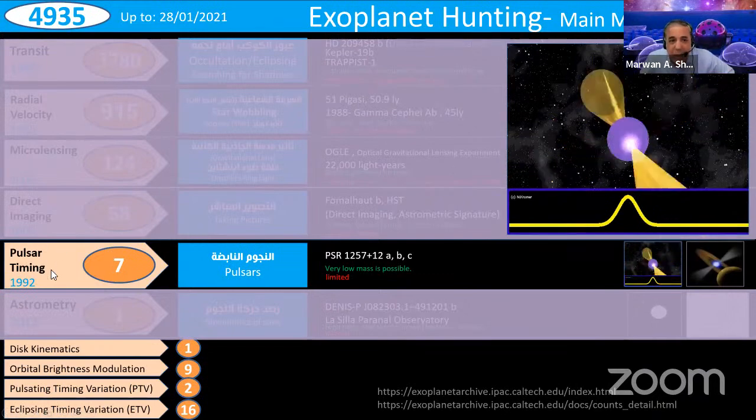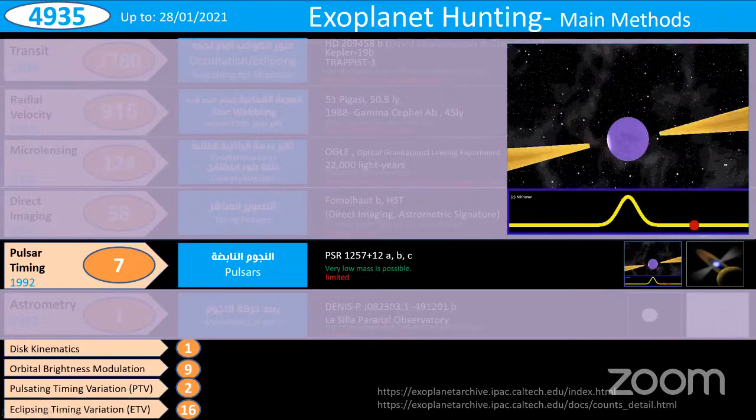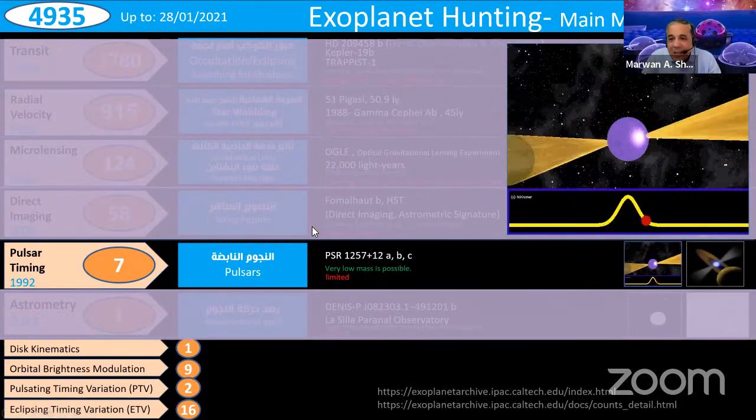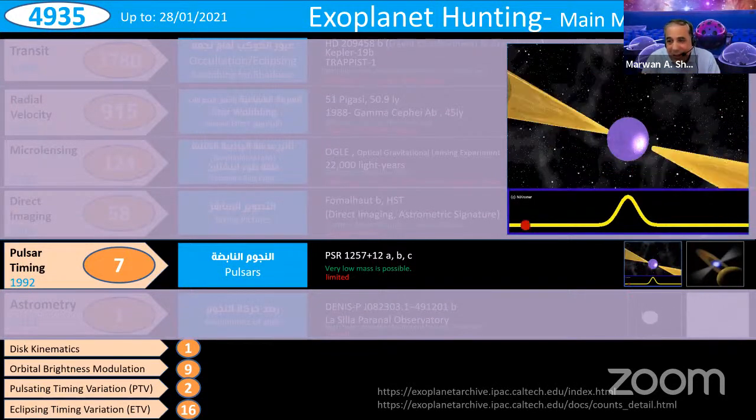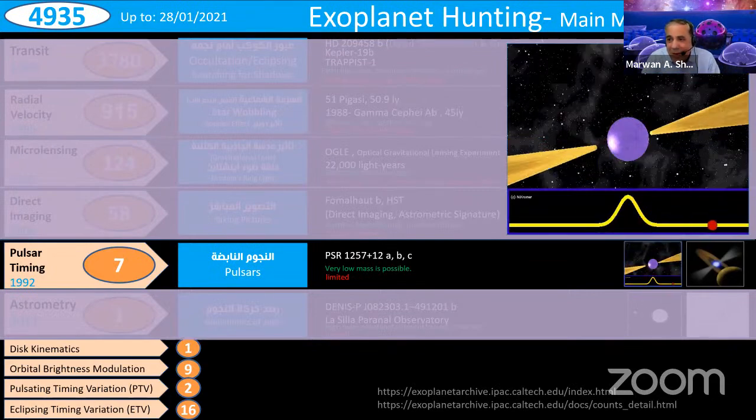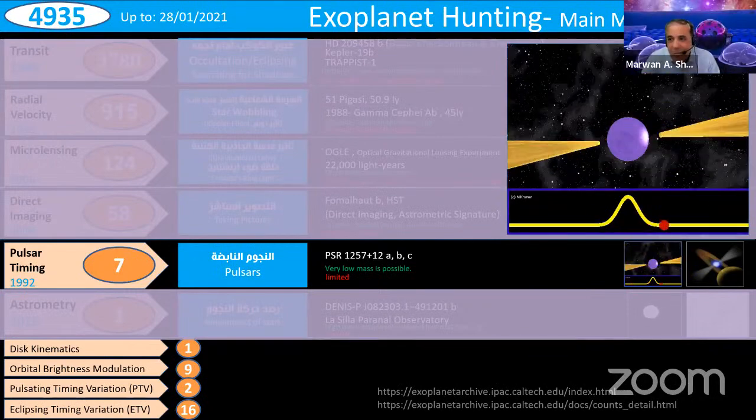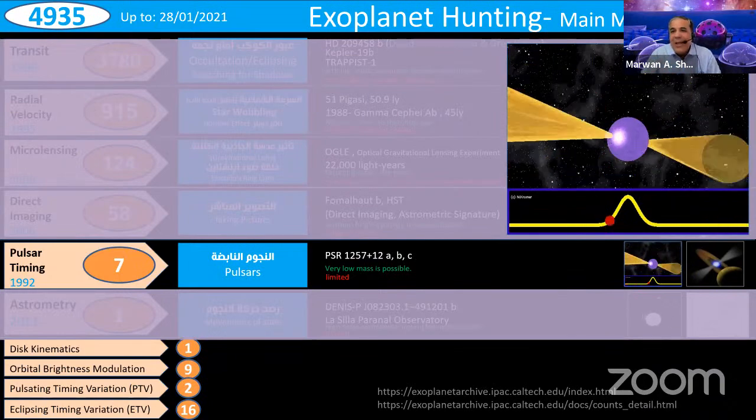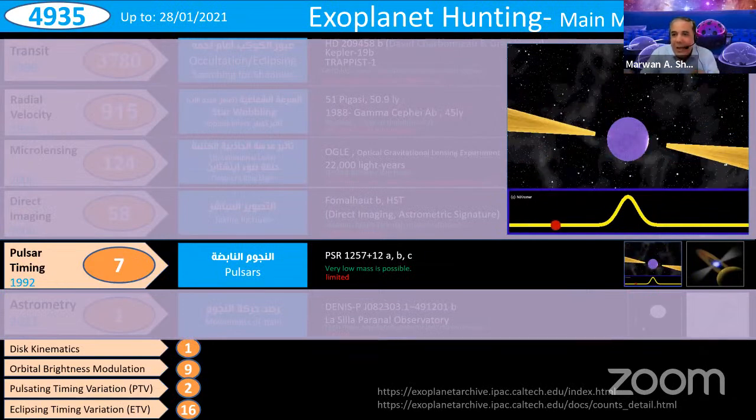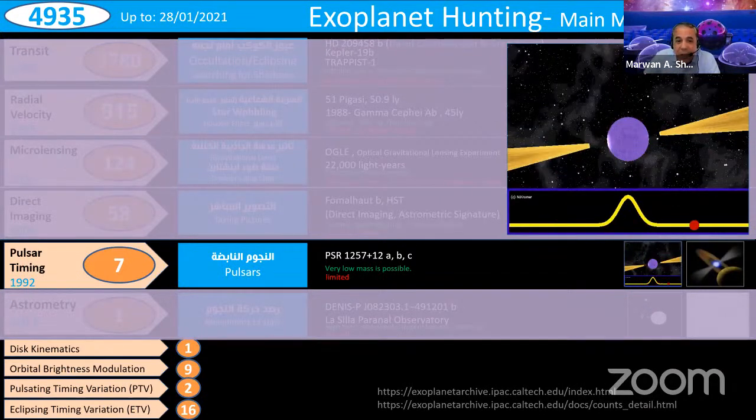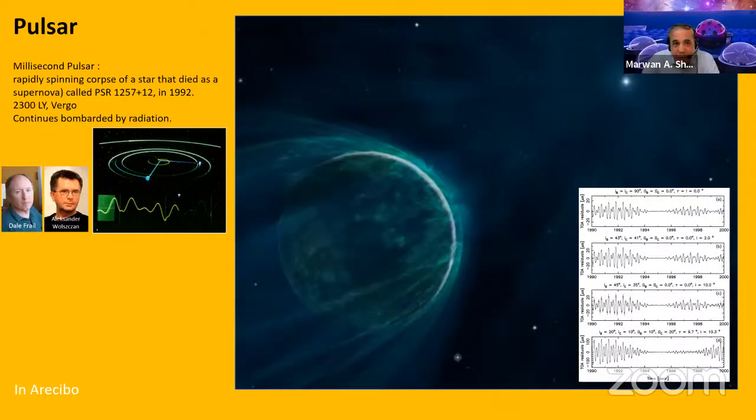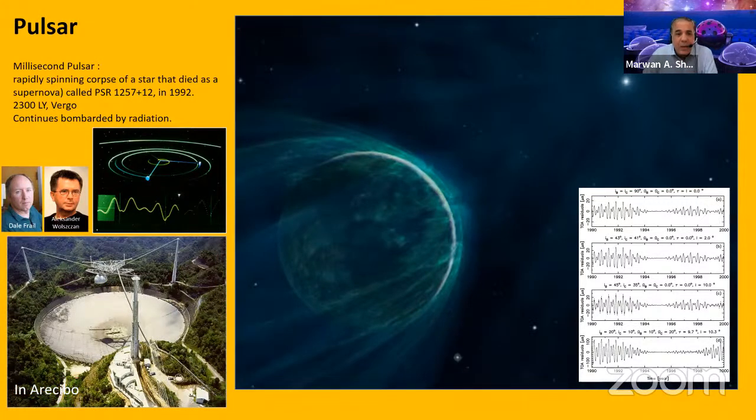Here is also another method, which is pulsar timing. Pulsar timing detects the variation in the pulsar signal that we receive, the radio signal we receive from pulsars, the dead stars. If there is a planet orbiting that dead star, then that signal would show the effect of vibration between the planet and this dead star. This is one of the most important exoplanets discovered by this method. It was discovered by Arecibo, the observatory that collapsed 2 years ago, you know it.